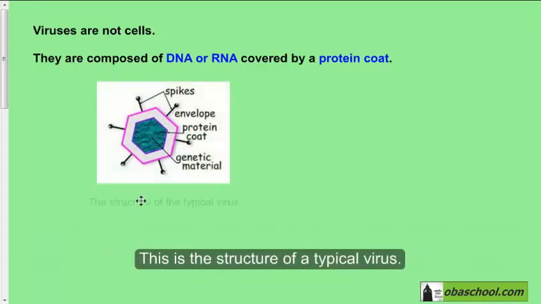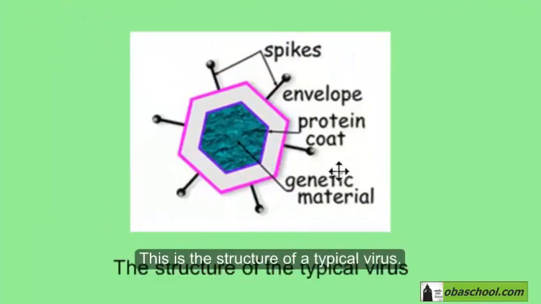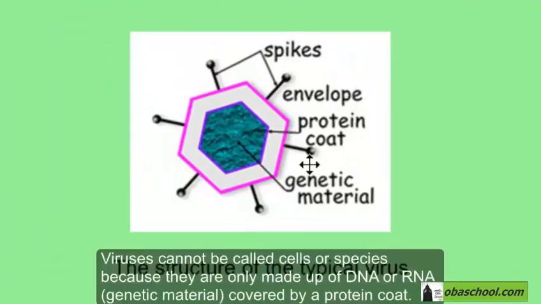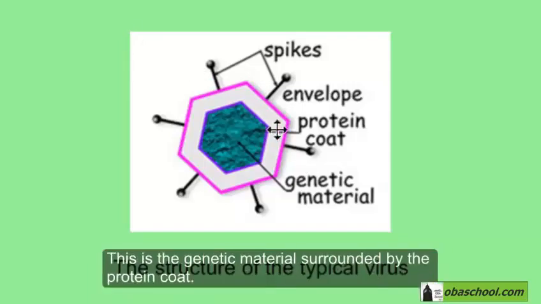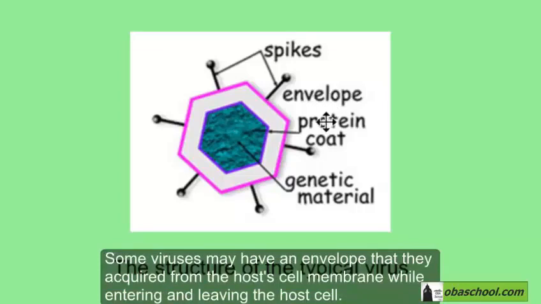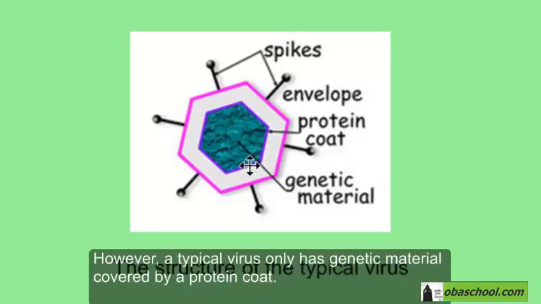This is the structure of a typical virus. Viruses cannot be called cells or species because they are only made up of DNA or RNA covered by a protein coat, as we can see here. This is the genetic material, and it's surrounded by the protein coat. Some viruses may have an envelope that they acquired from the host's cell membrane while entering and leaving the host cell. However, a typical virus only has genetic material covered by a protein coat.